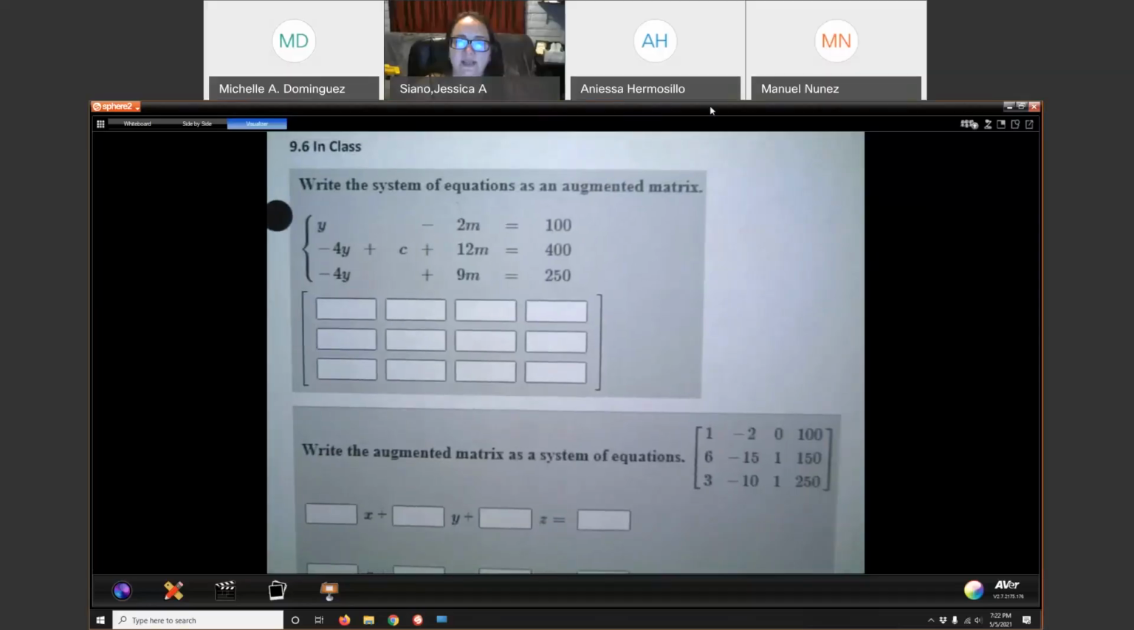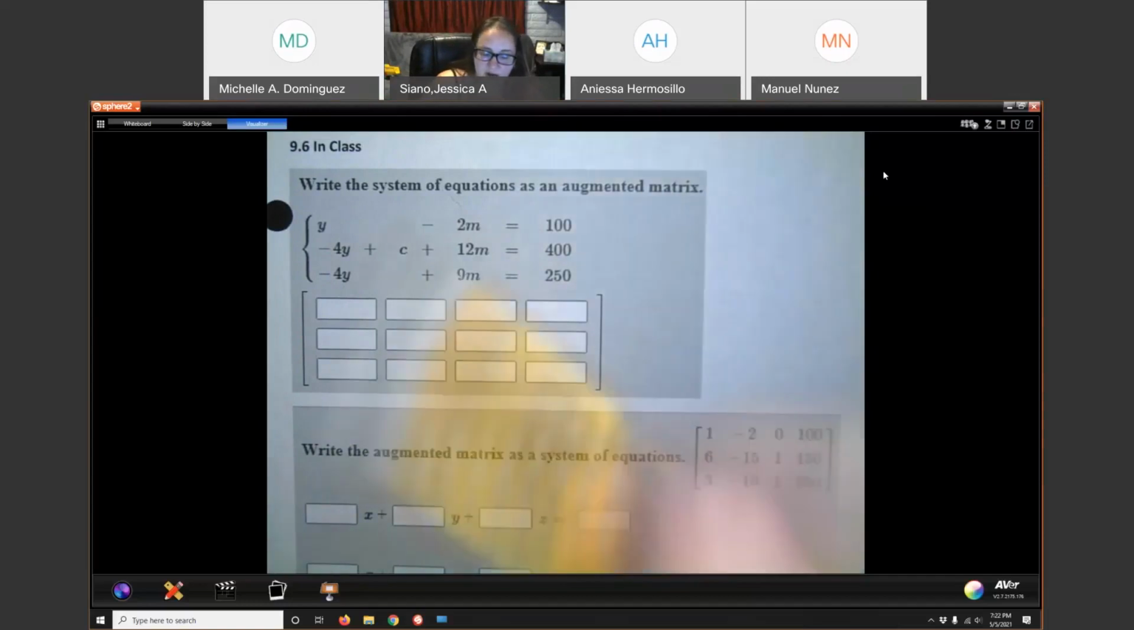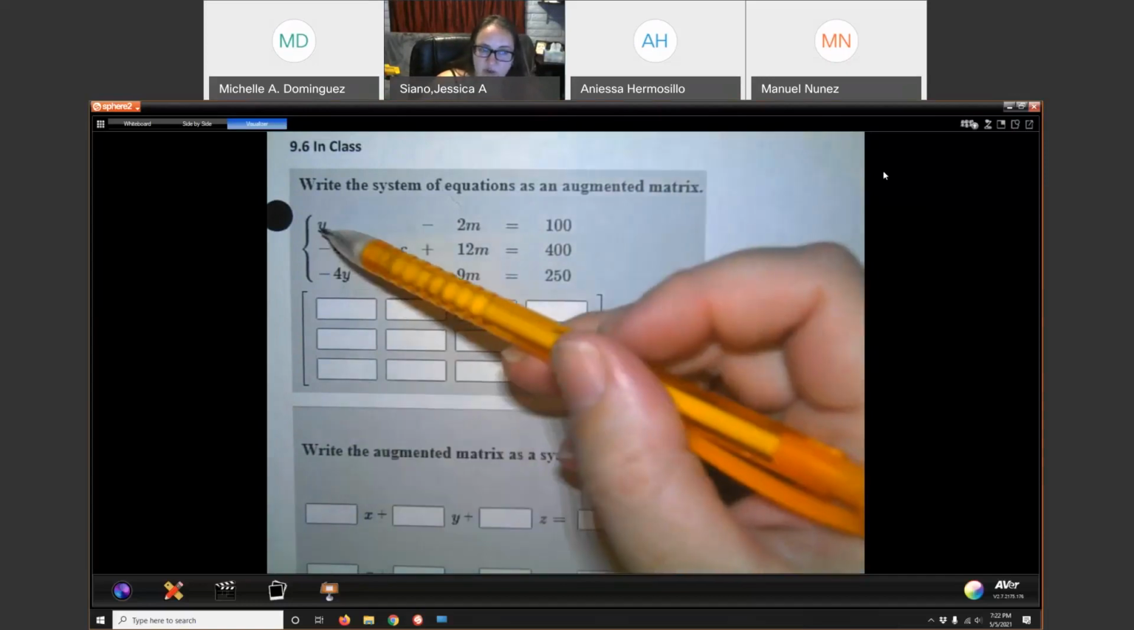Okay, so section 9.6 covers matrices. A matrix is just a way to organize data. When we turn a system into a matrix, we basically just take out the constants. Here, we know that when there's no coefficient, the coefficient is 1. So the constant here would be 1.